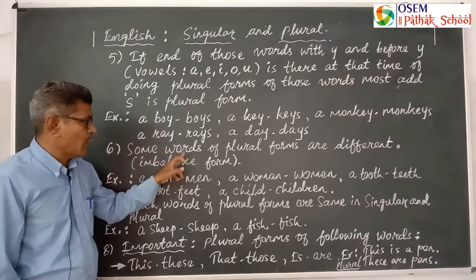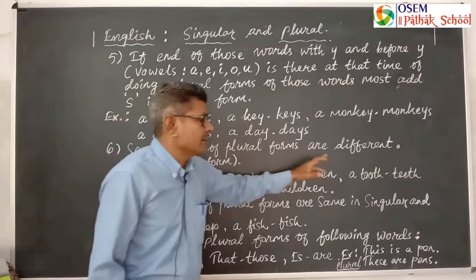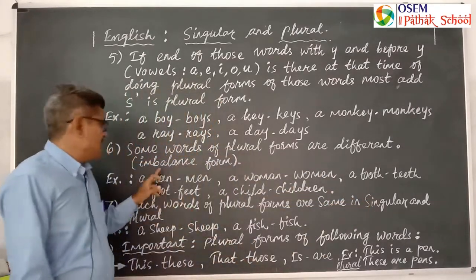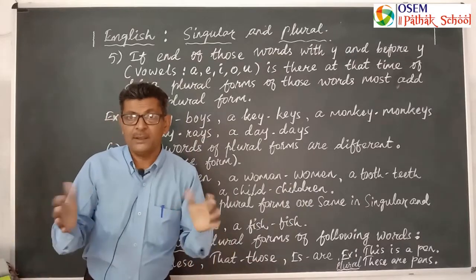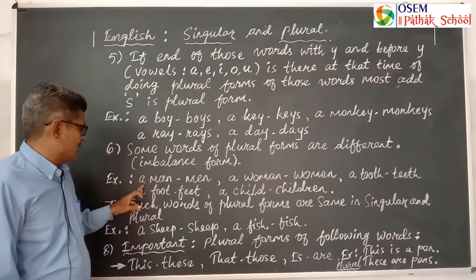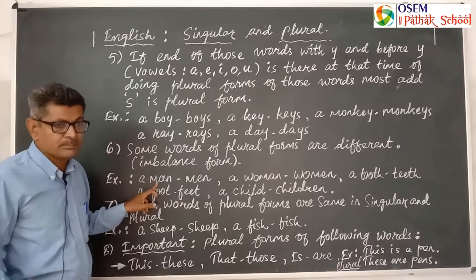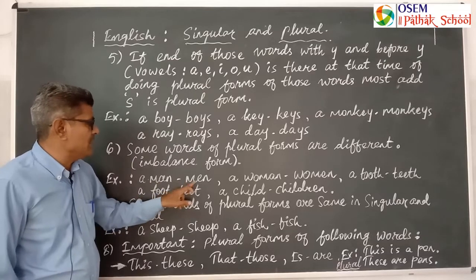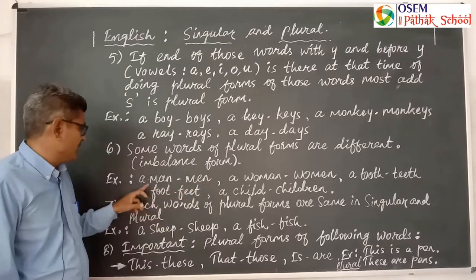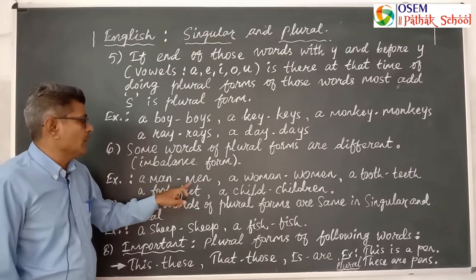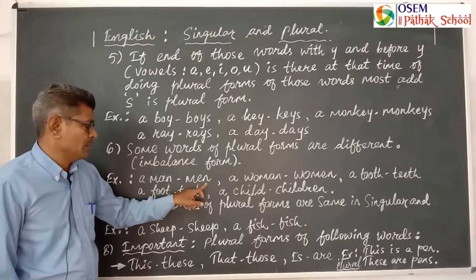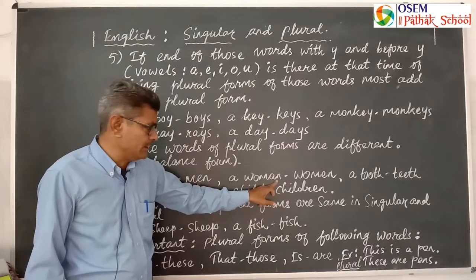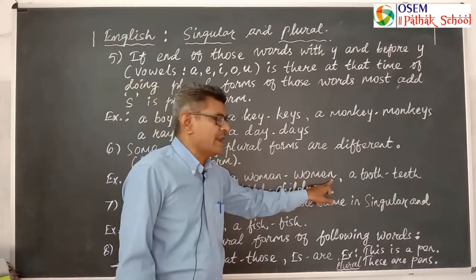Now rule number 6. Some words have different plural forms, an irregular form. For example, a man, its spelling will be different. M-A-N, man, the plural form is M-E-N. I repeat, a man, its plural form is M-E-N. A woman, W-O-M-A-N, the plural form is W-O-M-E-N, women.